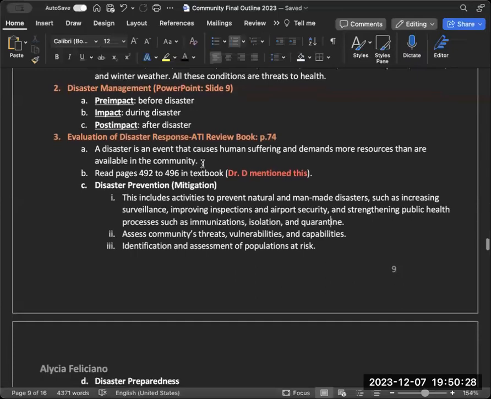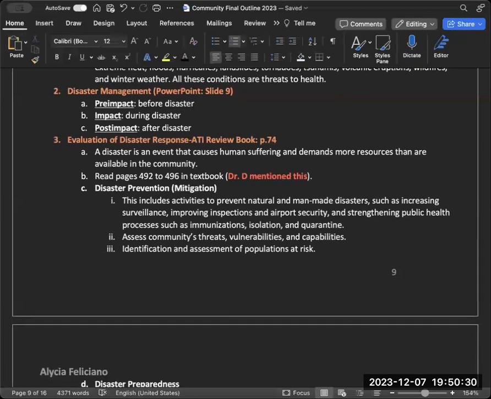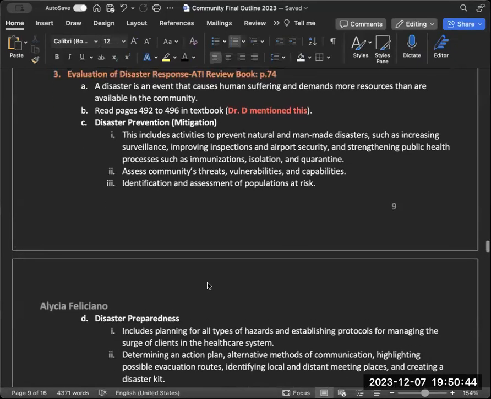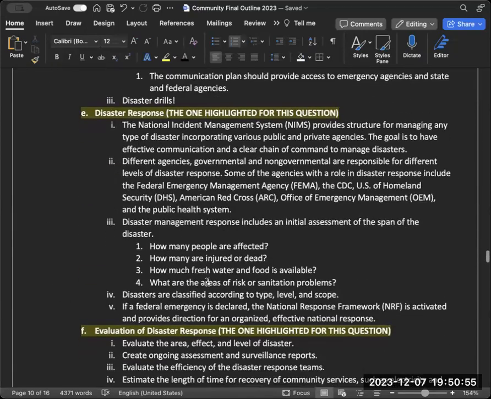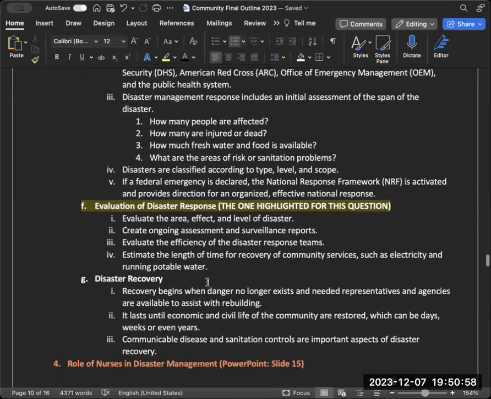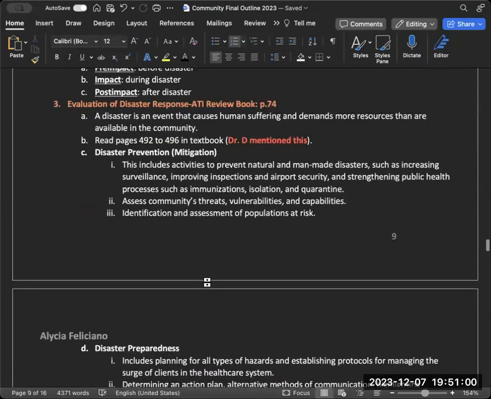Does anybody have anything else to add for that section? Okay, so then I think I'm on the right track. So the next thing is, how do we evaluate a disaster response? I wrote in my notes, she had us read pages 492 to 469 in the textbook. But I wrote extra things, but I'm just going to highlight the thing that's actually for this question so I don't keep you here longer.